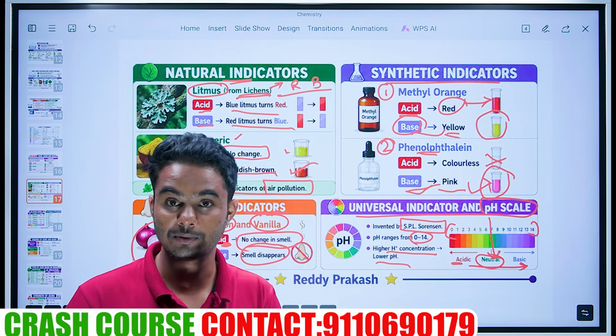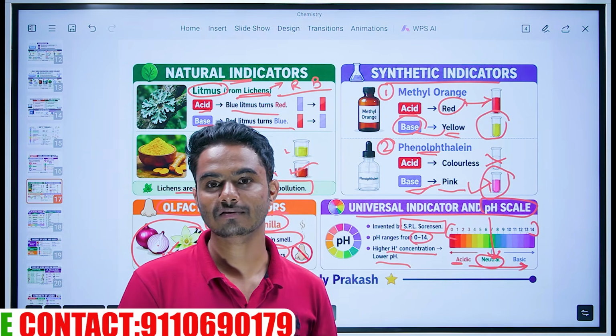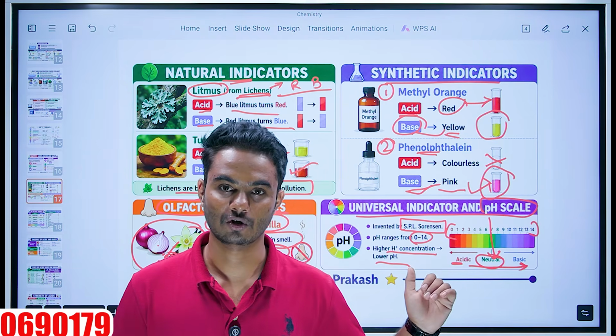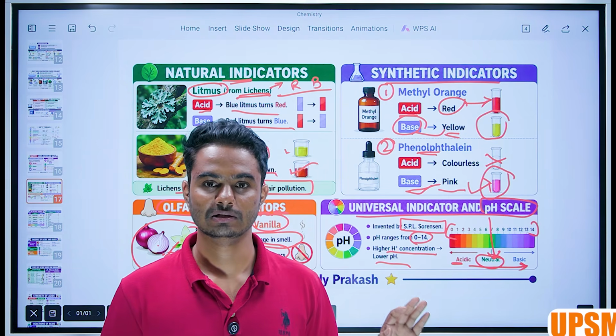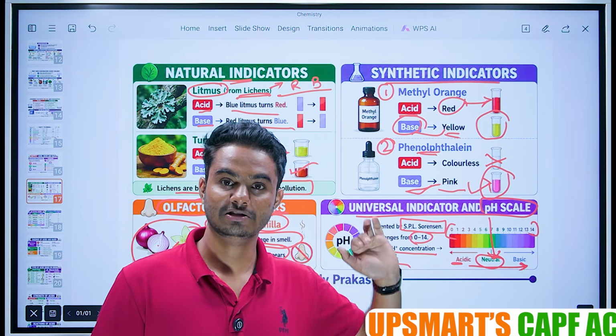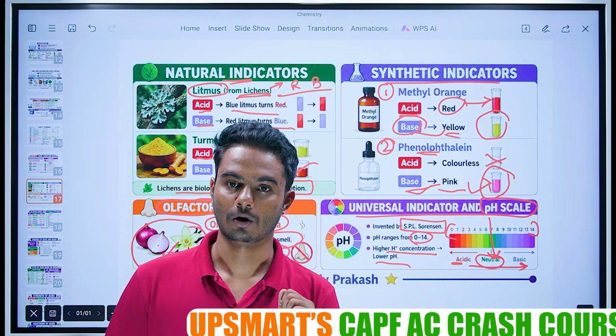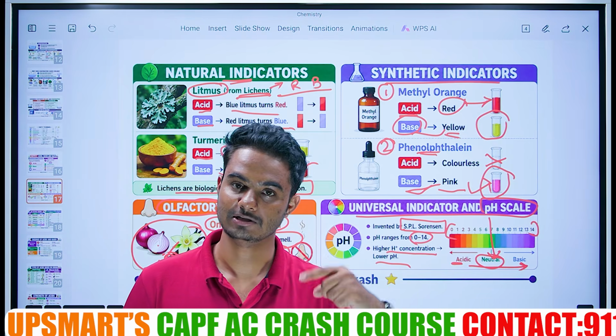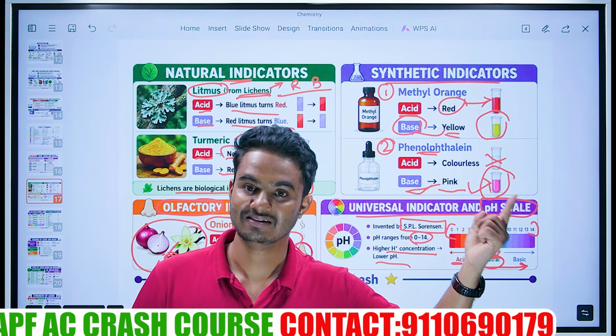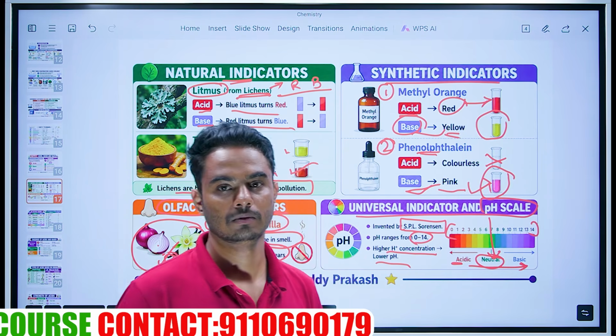This is how the UPSC will ask the question. It will not ask whether the pH is lower, whether it is acid or basic, because everyone will answer that. They'll ask if H plus is more, then what will happen to pH? H plus is more means acidic. It is acidic means pH is lesser. Easy?